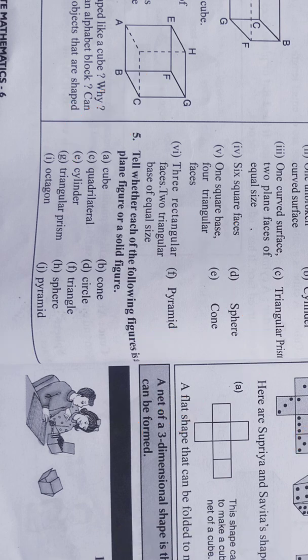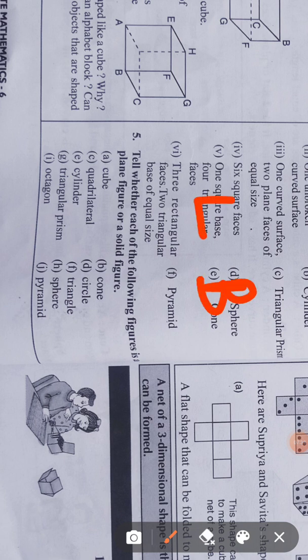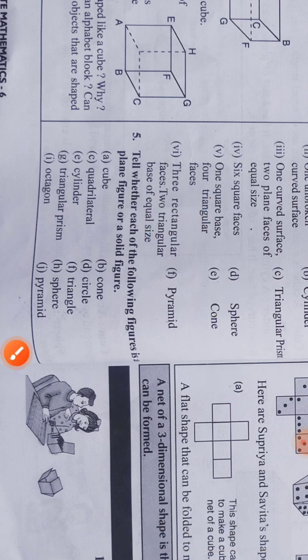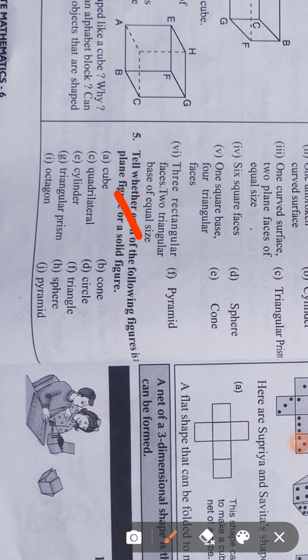Now let us see what is a solid figure. Solid figures have length, breadth and height. Examples are cube, cuboid. Okay, and just now we have discussed this one, triangular prism. Okay, pyramids. These are all solid figures. Okay, now let us see. So we have to tell whether this cube is a solid figure or not. Yes, it is a solid figure because it has length, breadth and height. And then cone, yes, it is also a solid figure because it also has.